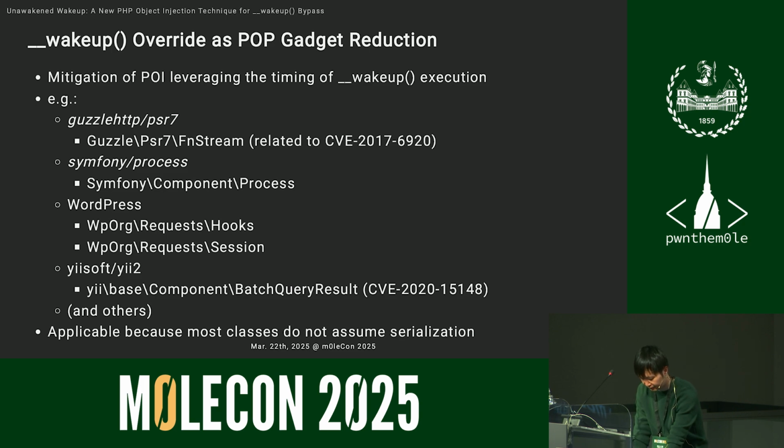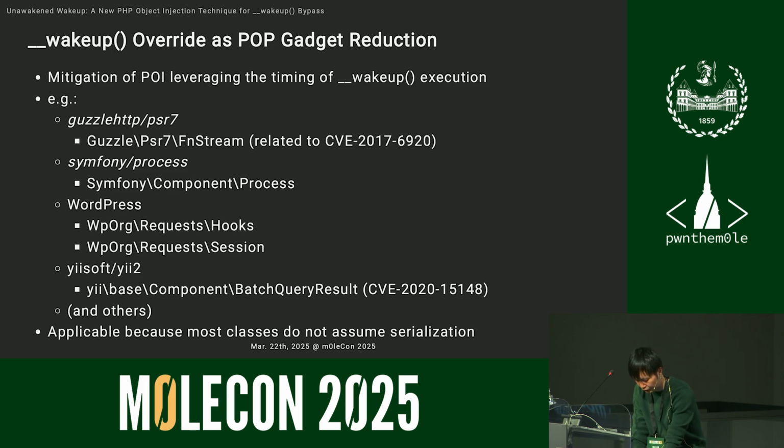guzzlehttp/psr7's GuzzleHttp\Psr7\FnStream. According to comments in the pull request, the addition of the safeguard was triggered by its use in the POC for CVE-2019-6340, a remote code execution vulnerability in Drupal.